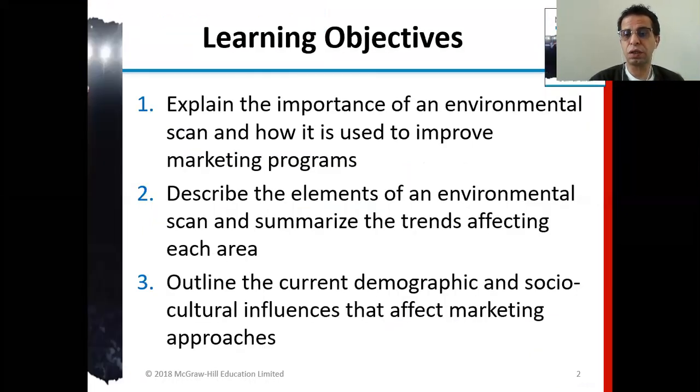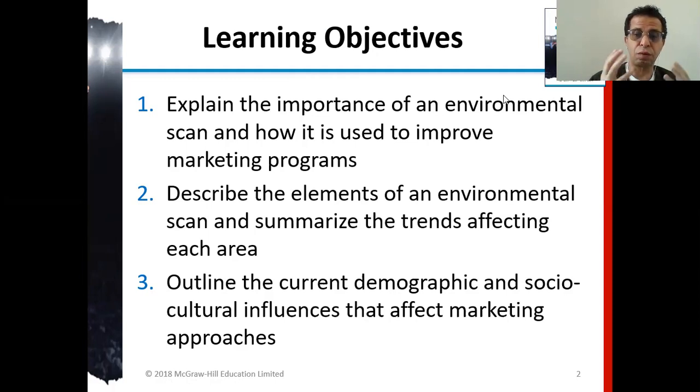Now, the objective of this chapter is really to learn things like, one, explain the importance of a marketing environmental scan and how it's used to improve the marketing program that you have. Also, we're going to describe the elements of an environmental scan, and summarize the trends affecting each area. We will be outlining the current demography. We'll talk a lot about demography and socio-cultural influence that affects the marketing approach.